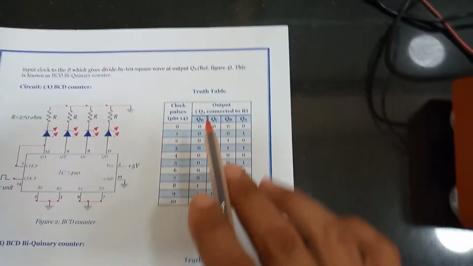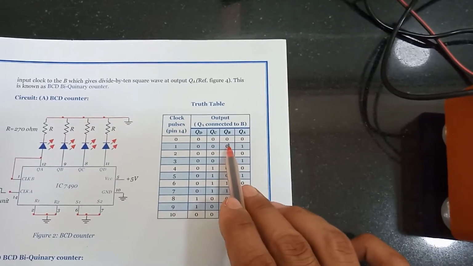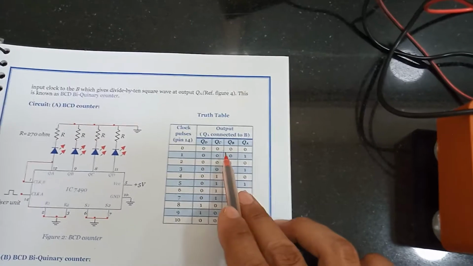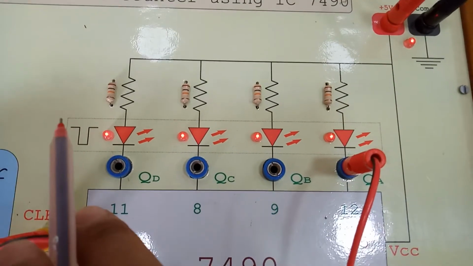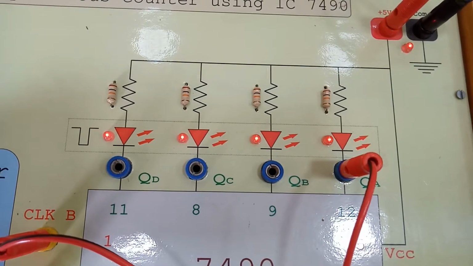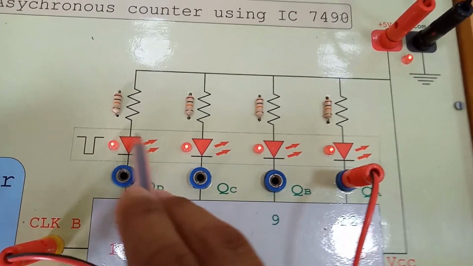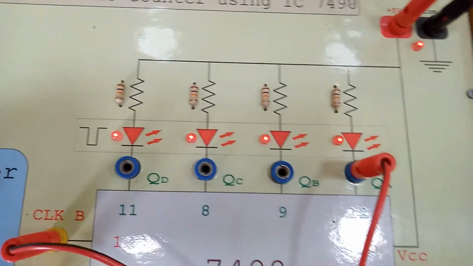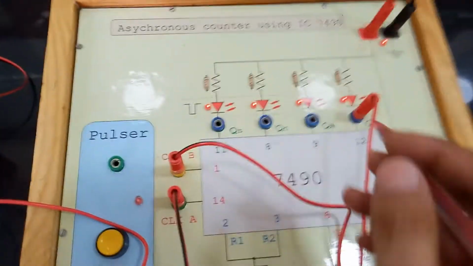Normally we think that 0 0 0 0 means all 4 LEDs will be switched off, but over here in this case, for 0 0 0 0 all 4 LEDs will be glowing. Why? Because this is the negation. The way in which the LED has been connected is totally different. So this is 0 0 0 0.